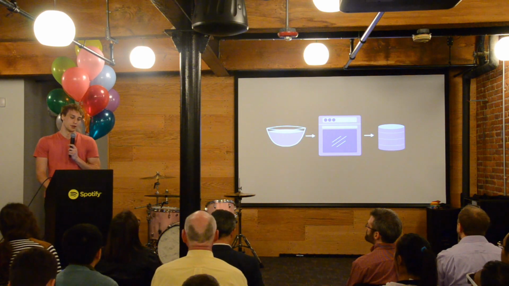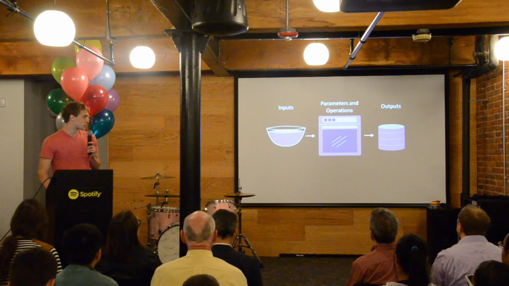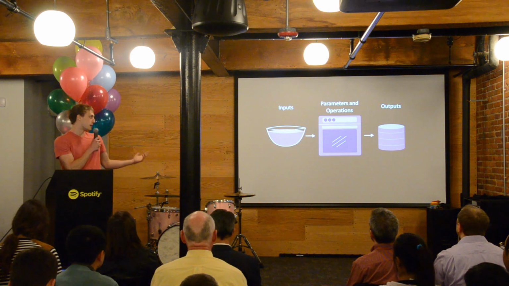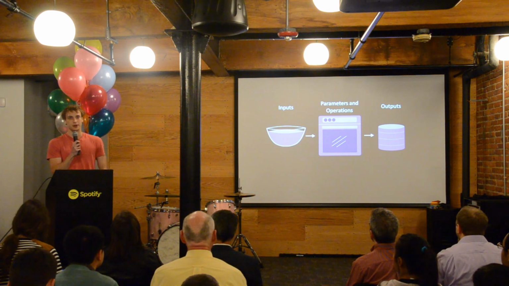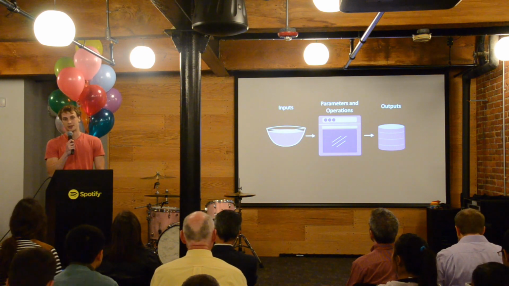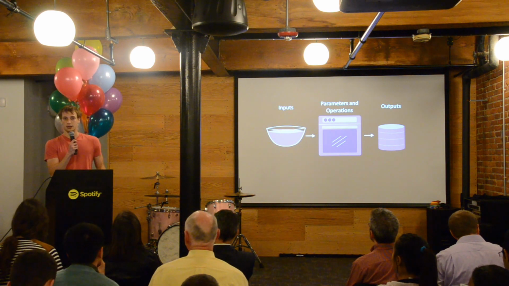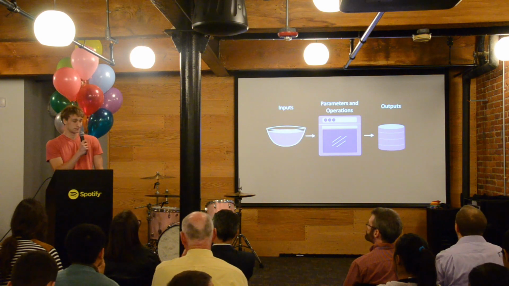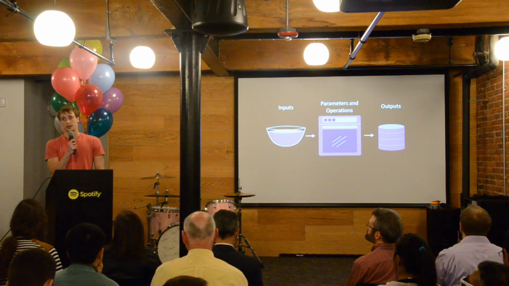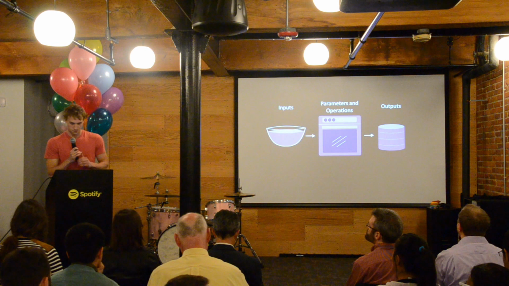So how does this relate to machine learning? Well, in any sort of machine learning model, you have your inputs, which is like our cake batter. You have your parameters and operations. The parameter might be something like the temperature, and the operation would be like putting it in the oven, baking it. And then you have your outputs, and that is the cake that comes out.